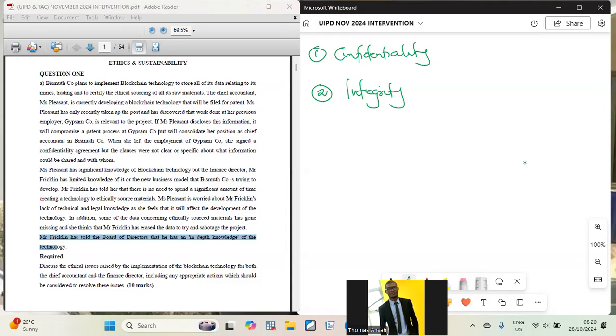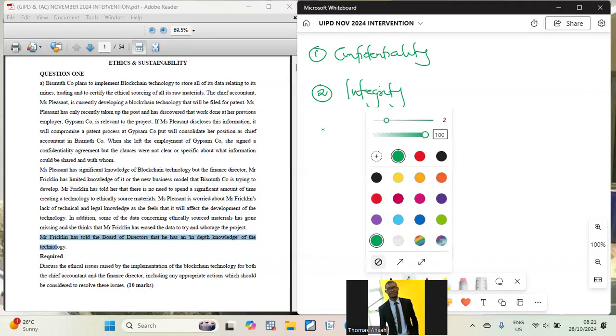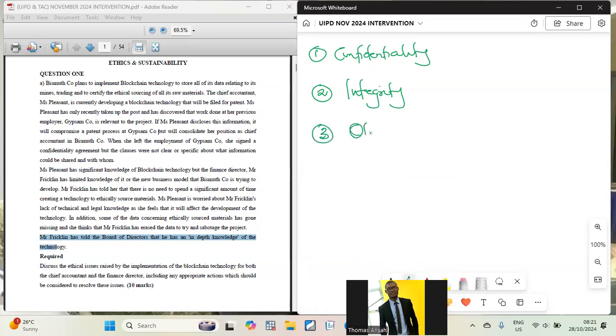Okay. What else do you see apart from integrity? Sir, can you also talk about objectivity? From which perspective? Of course, objectivity is part of the answers, but from which perspective? So, in the sense that Miss Pleasant is faced with a situation of trying to do something that will consolidate her position as the chief accountant. In this sense, there is some element of self-interest here, which will cause her to be biased in whatever she's doing. So you have seen bias, it's true.